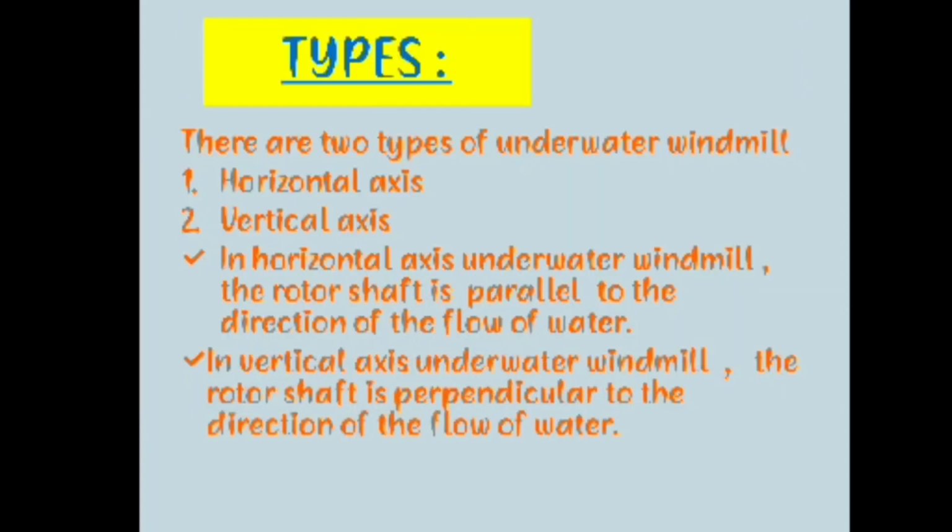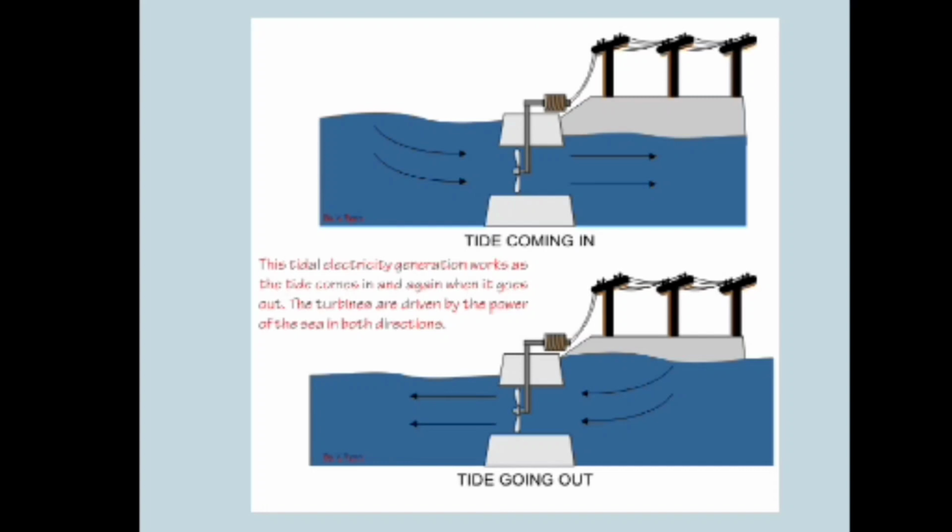There are two types of underwater windmill, which are horizontal axis and vertical axis. In horizontal axis underwater windmill, the rotor shaft is parallel to the direction of the flow of water. In vertical axis underwater windmill, the rotor shaft is perpendicular to the direction of flow of water. We can observe clearly here the tide coming in and the tide going out. Thus, the rotor blades can be rotated and electricity can be generated. As tidal electricity generation works as the tide comes in and again when it goes out, the turbines are driven by the power of the sea in both directions.